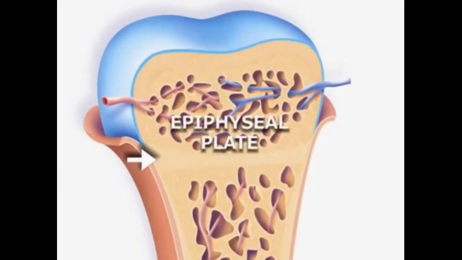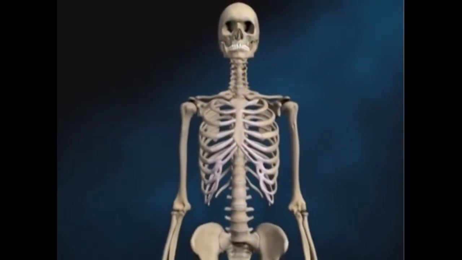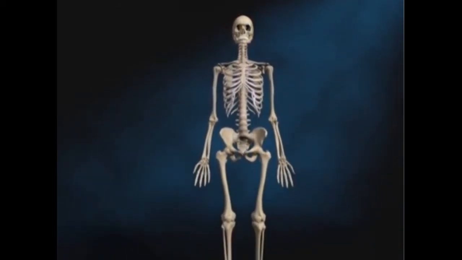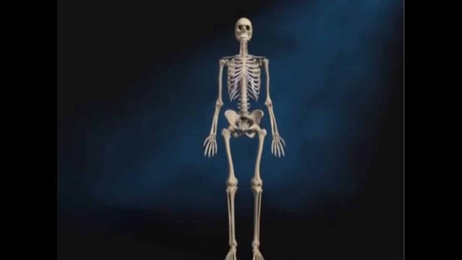This is known as the growth region or epiphyseal plate, and is the point from which all growth in bone length occurs. At adulthood, epiphyseal cartilage plates are completely ossified and bone growth stops.